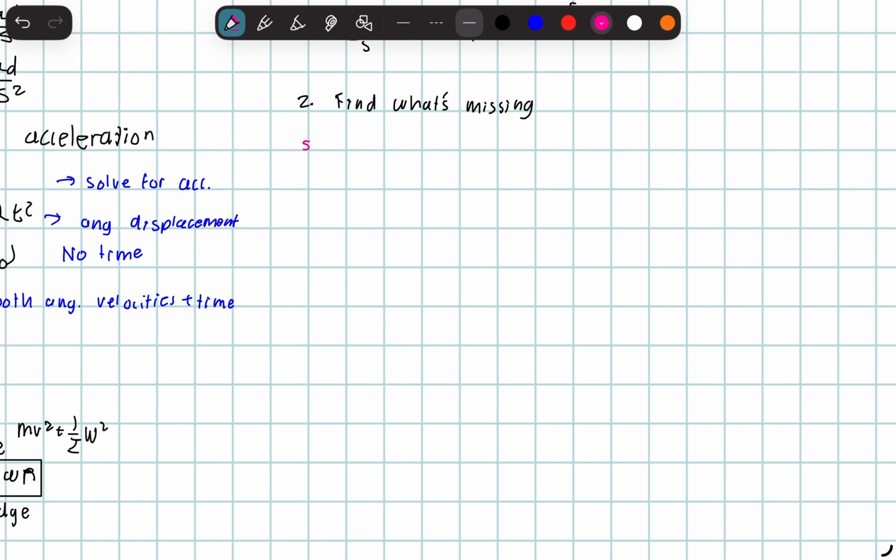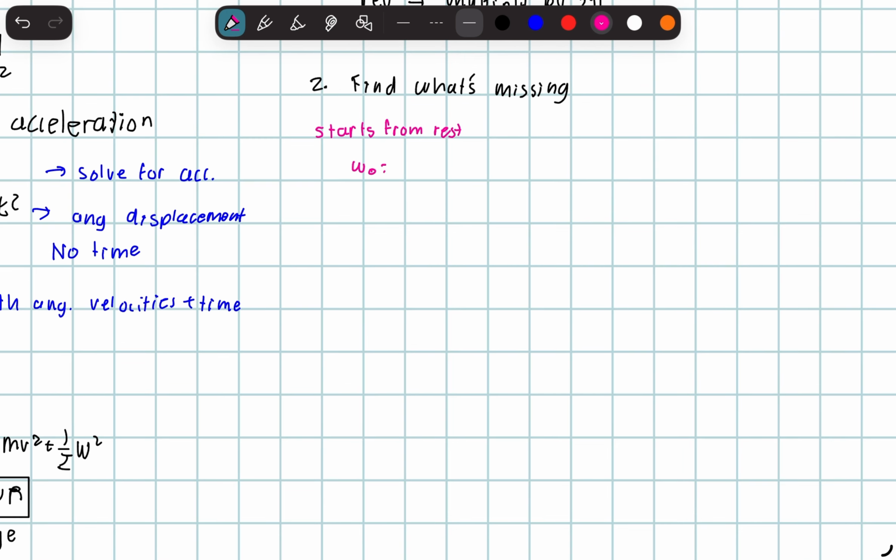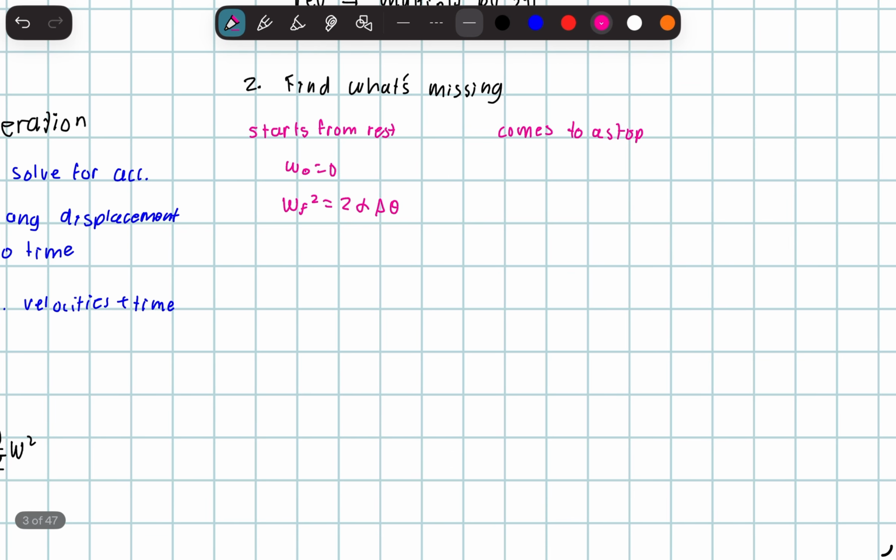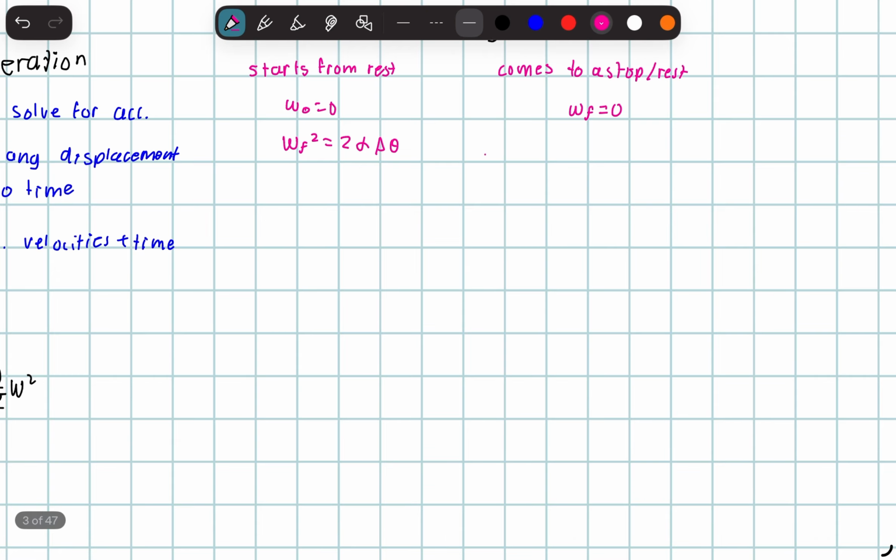Now, if it starts from rest, let's talk about some cases. If it starts from rest, immediately you have omega initial equal to 0. So then you have omega final squared is equal to 2 times alpha times change in theta. Now, if it says comes to a stop or comes to rest, then you set omega final equal to 0.